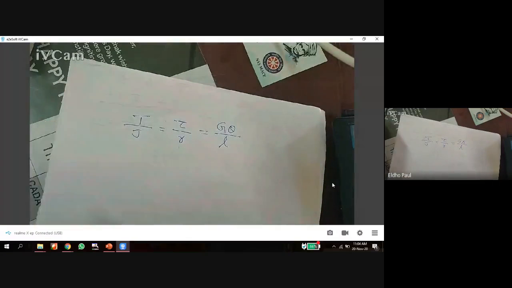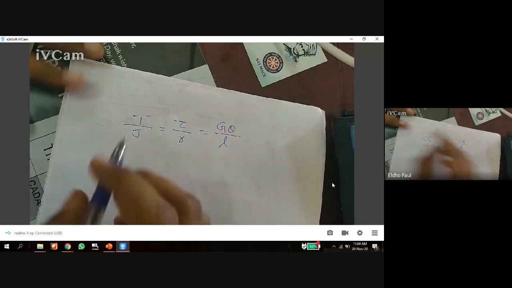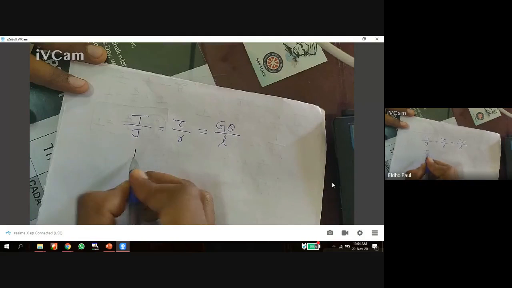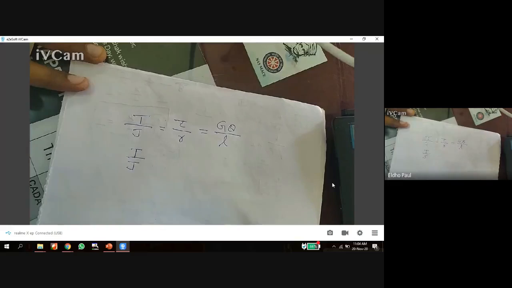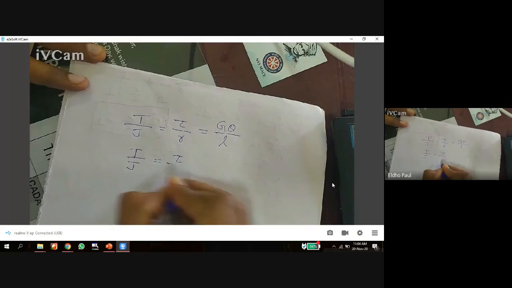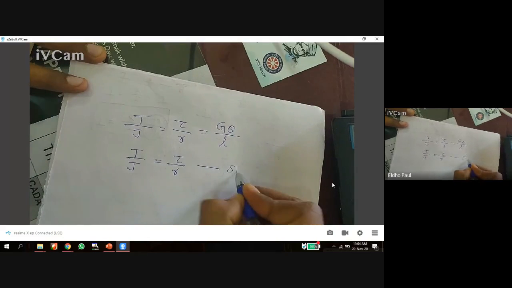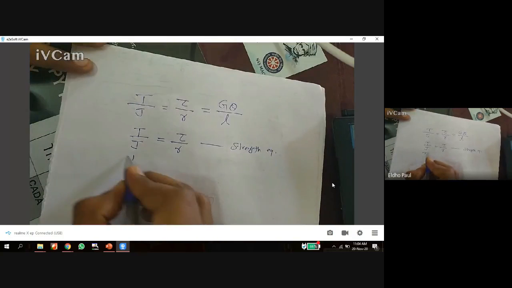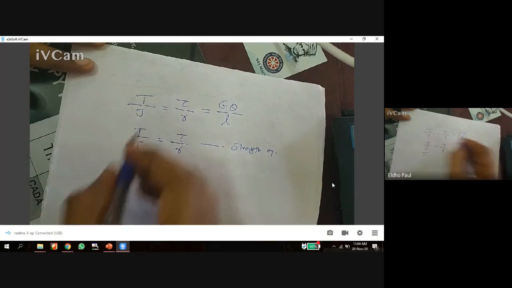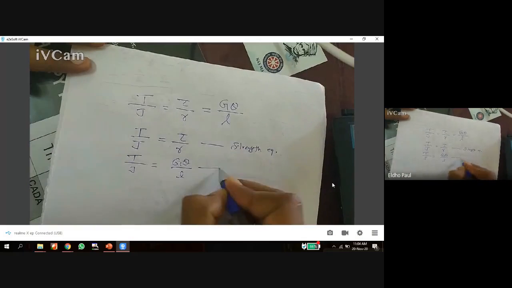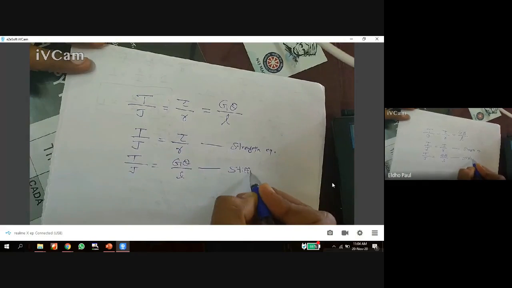In this equation, it can be divided into two. T is the external effect, and we cannot omit this T value. So T by J is equal to tau by R. This is called the strength equation. And another one: I separate this into two equations. T by J is equal to G theta by L. This is called the stiffness equation.